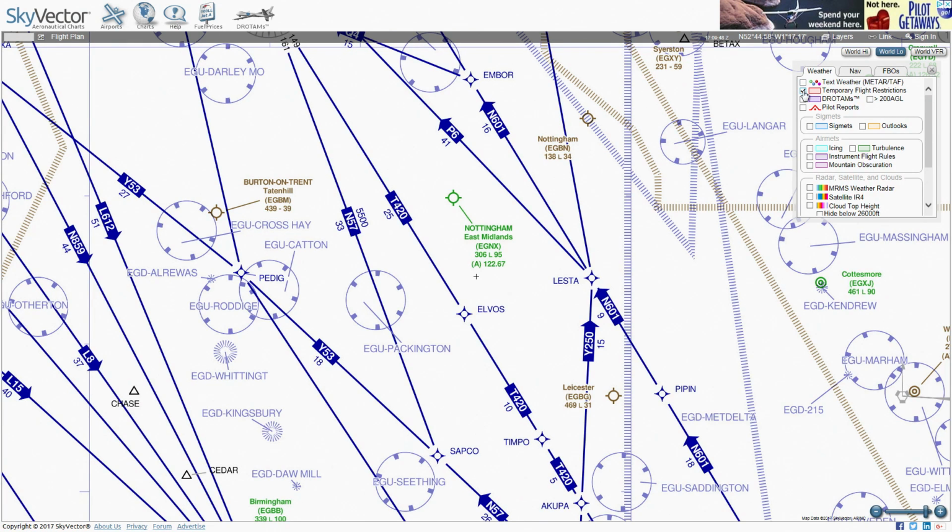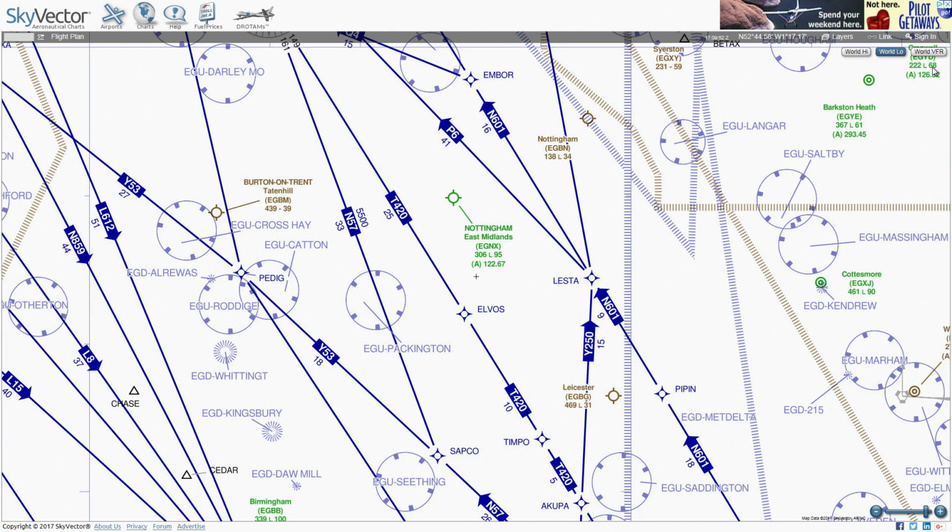Yeah, I can switch that off. There you go, I'll switch all that off. That makes it easier for us to look at. There you go. So you can see that is an airport.